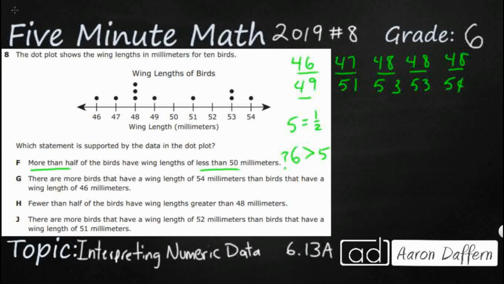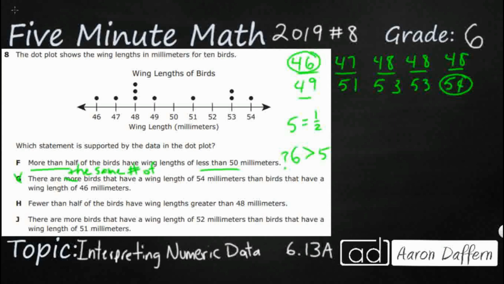G, there are more birds that have a wing length of 54 than birds that have a wing length of 46. Now take a look. You get your 54 right here, and you've got your 46 right there. If they had said they're equal, that would work, but more does not work. There are the same number of birds that have 54 and 46. So that's a no.